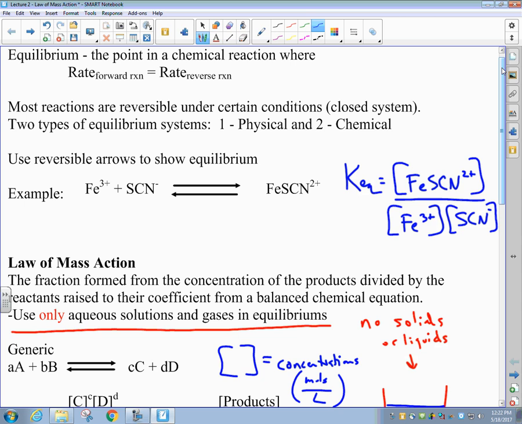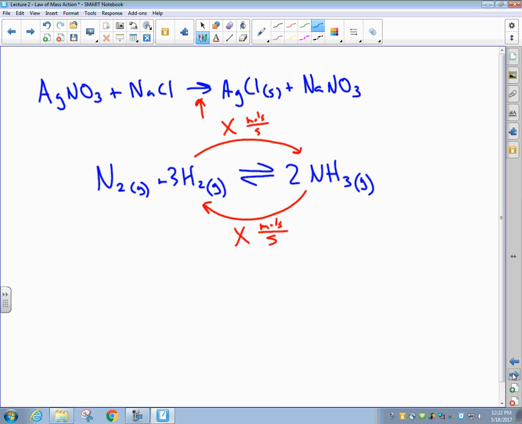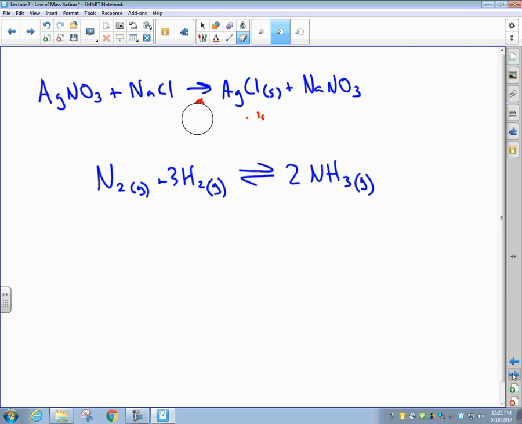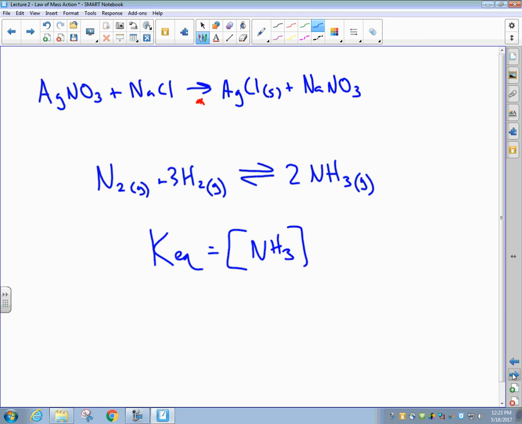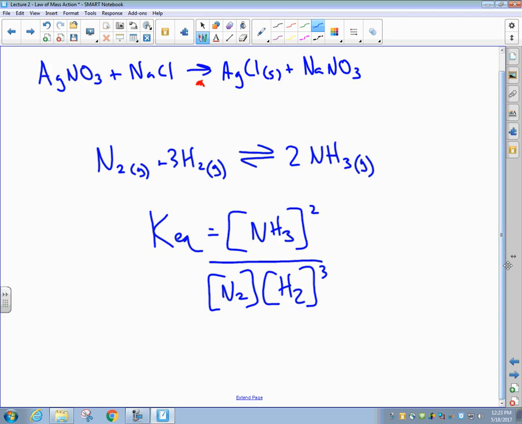One more practice problem. Let's go ahead and use this equation written on the board here, and we'll actually plug some values in and talk about what a KEQ value would be here. So if I were to write the KEQ expression for this second reaction listed on the board here, we'd have the concentration of NH3, which is squared, divided by the concentration of N2 times the concentration of H2, which is going to be cubed. Now let's say we had a couple of values here.